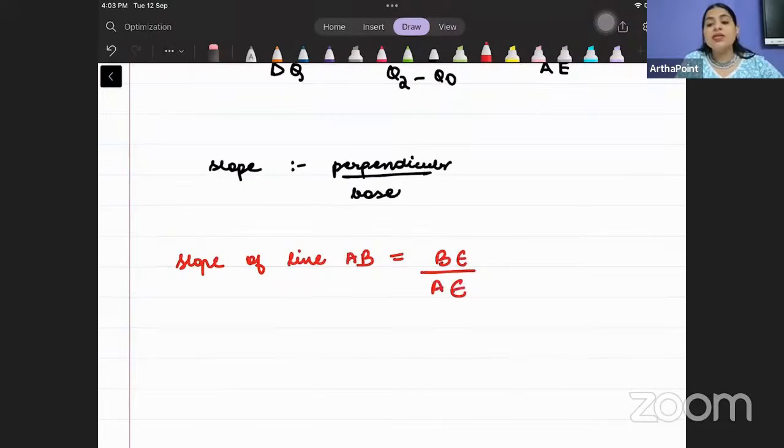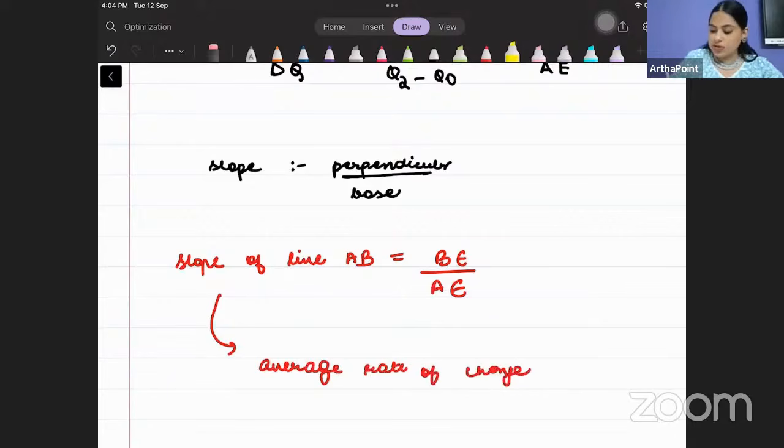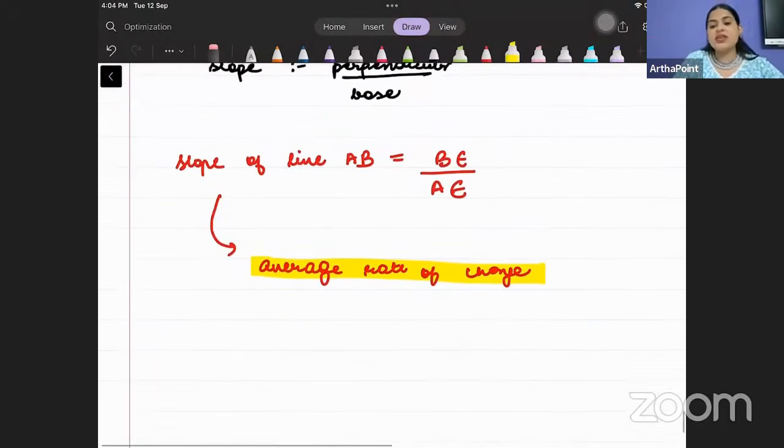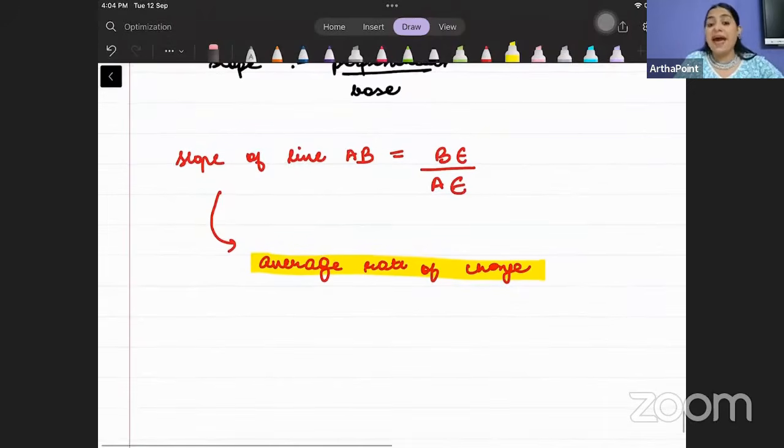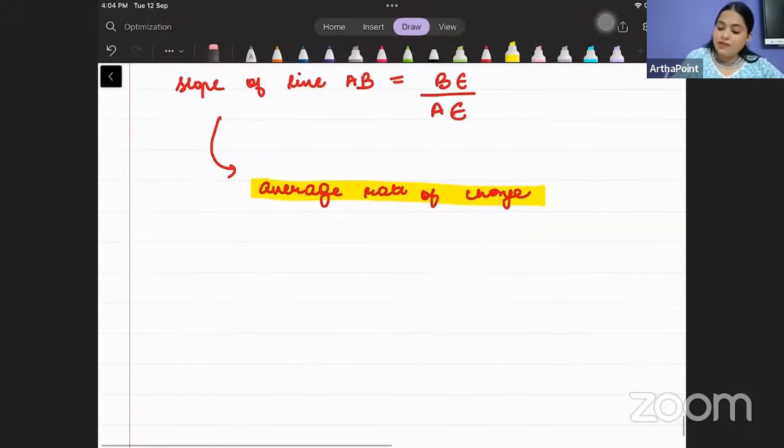Is this clear? This particular ratio is actually called the average rate of change. What is this called, beta? This ratio is also called the average rate of change. इस ratio को क्या बोलते हैं? This is called the average rate of change. Is this clear? So change in the cost upon change in the quantity, if you find this, it can also in your case be called average marginal cost. Clear हुआ?